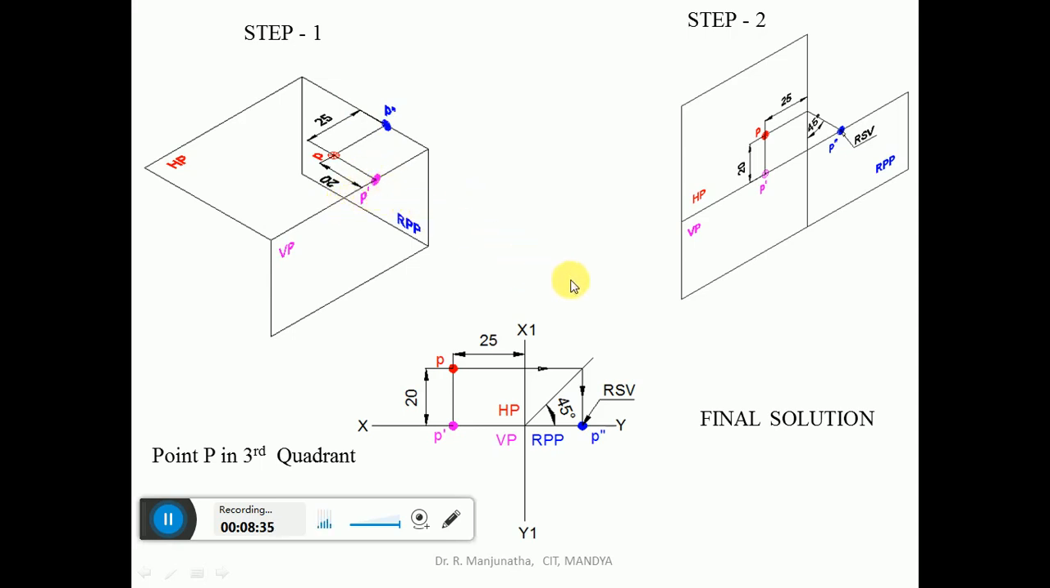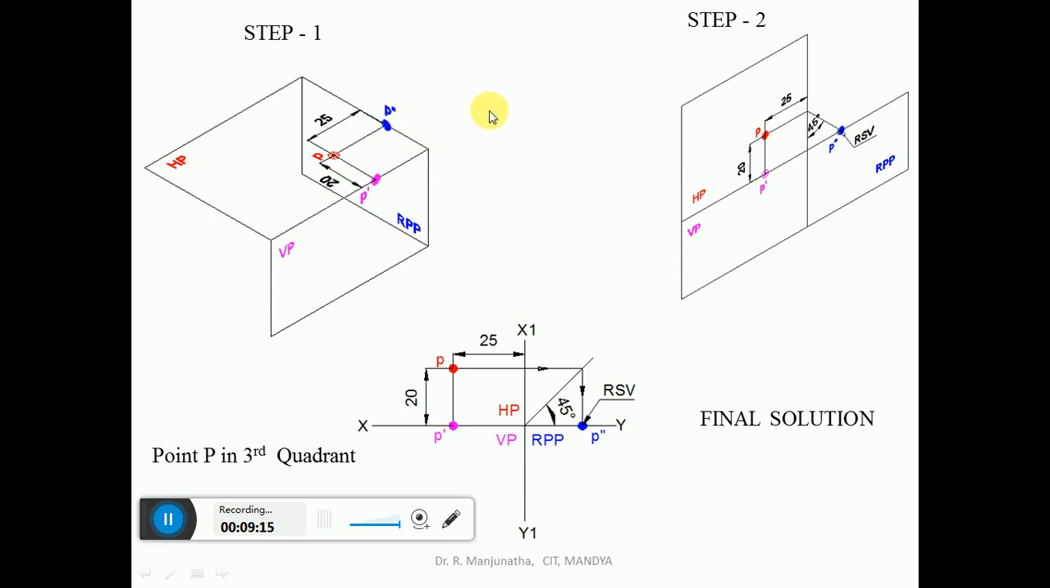So when you consider from the top view, the point is behind VP, so it will be 20 mm. So from here we measure 20 mm in the top view. So when it is projected, the point is going to lie on the horizontal plane. So from here you measure 20 mm and mark this point. Similarly, when you look from the front view, the point will be on HP, so obviously the point image will be on VP. So this is going to become P dash. Now since it is behind VP, naturally it should be behind RPP. Behind RPP means it should be the right side view.